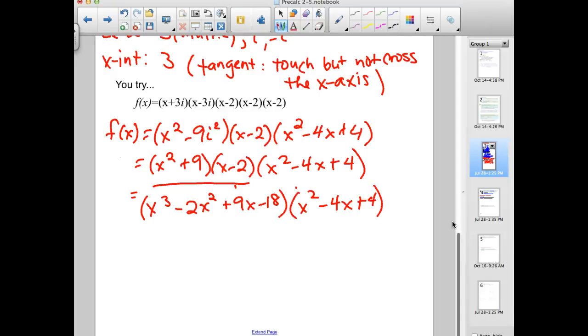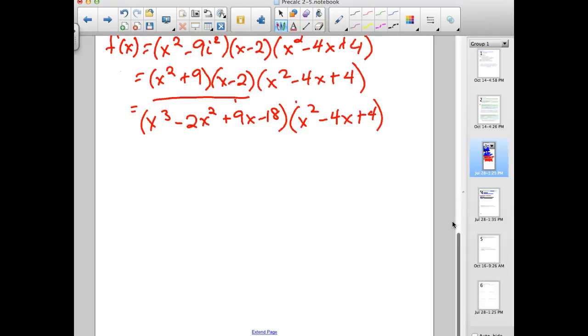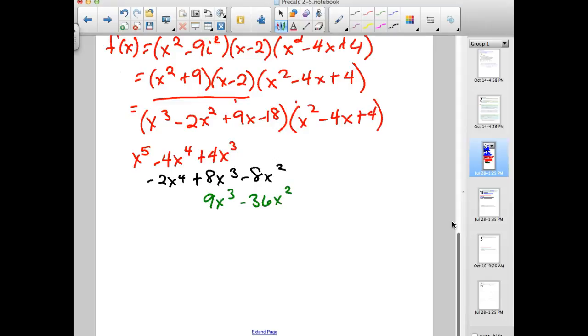All right, multiplying all of that out. We have to take x squared times the whole trinomial. We get x to the fifth, negative 4x to the fourth, and 4x cubed. Distributing the negative 2x squared gives us negative 2x to the fourth, positive 8x cubed, and negative 8x squared. Multiplying the 9x gives us 9x cubed minus 36x squared plus 36x.